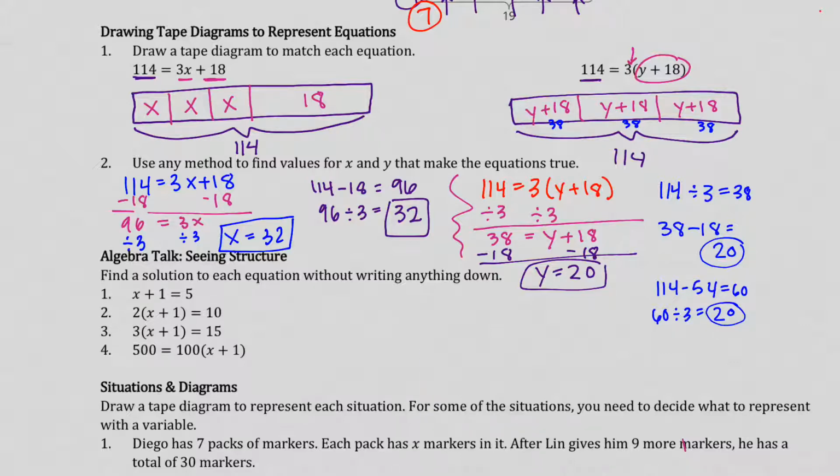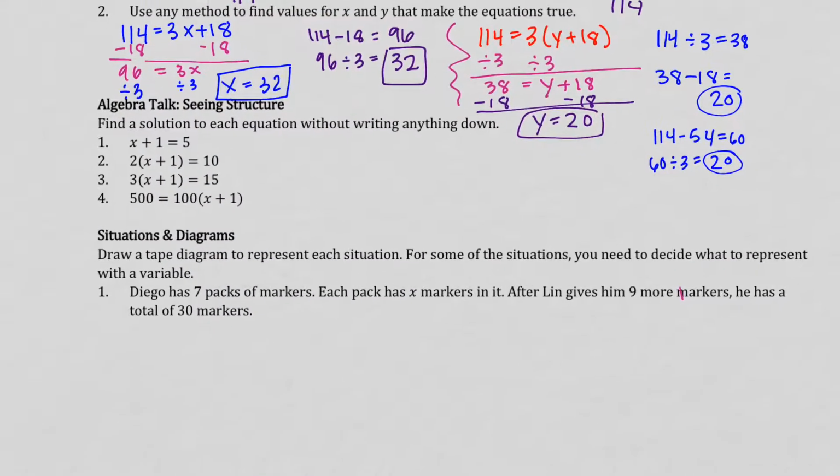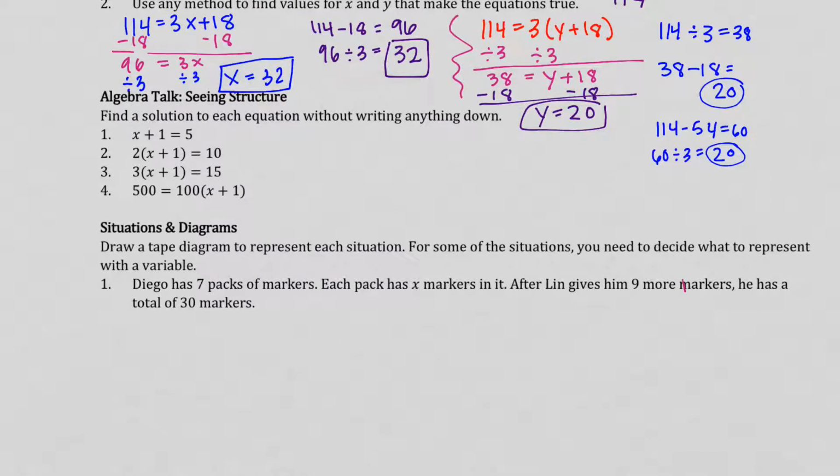Alright, so then the next one, find the solution without writing anything down, so that's just mental math. So if we look at number 1, x plus 1 equals 5. Well, something plus 1 has to equal 5. The only thing that we can add 1 to equal 5 would be 4, right? So we're just using a little bit of logic here.